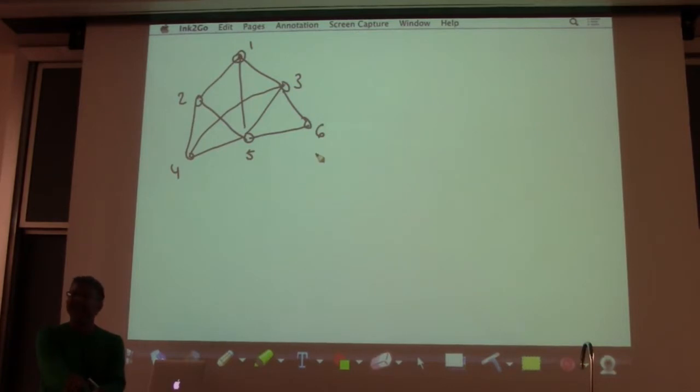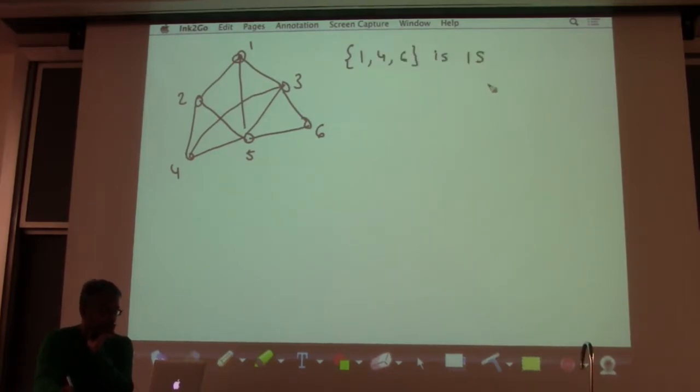Someone give me an independent set, any independent set in this graph. I don't care how big or small. 1, 4, and 6. Is there any edge between them? No. So can we get a bigger one? Doesn't seem like it.